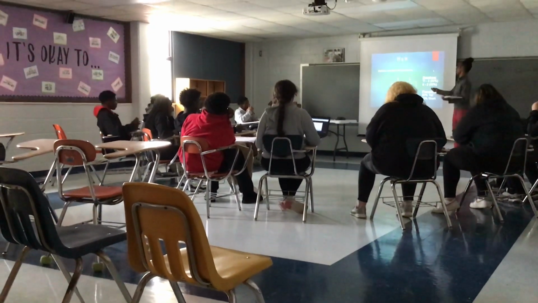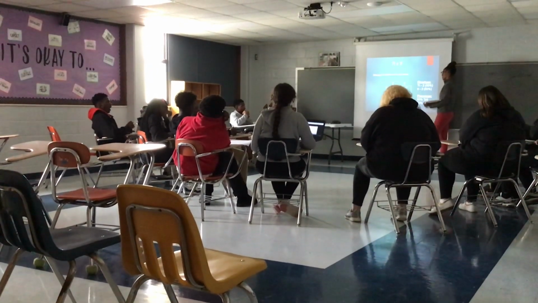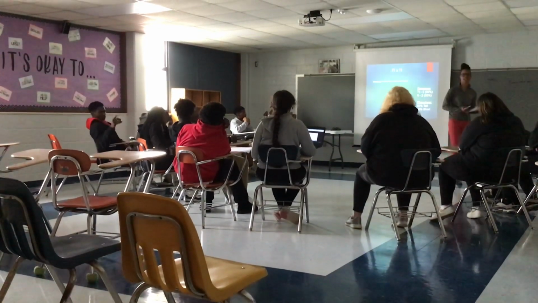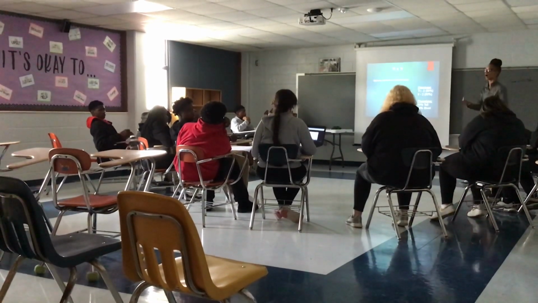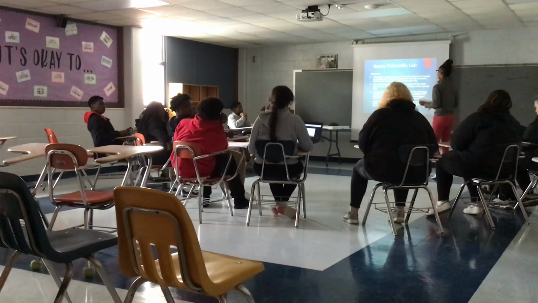Again, should have 2 and 2, 50%, 50% tall, 50% short. So remember, each box is 25% anytime that you do a monohybrid cross. Alright.